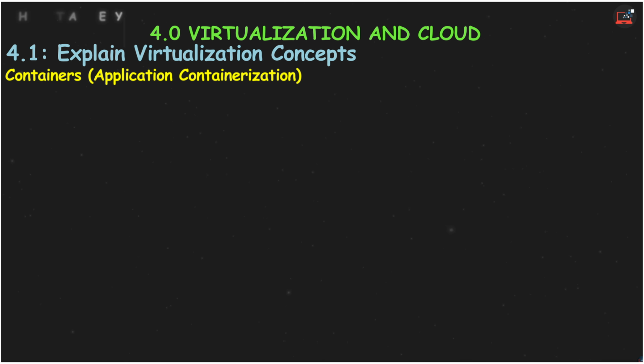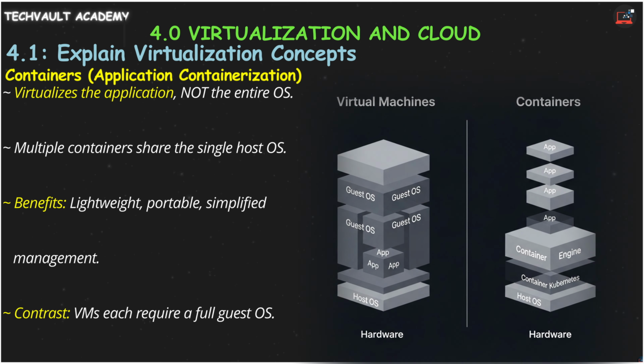That's where containers come in. Unlike VMs, which each have a full guest OS, multiple containers share the single host OS. Think of them as specialized kitchens that all share the same building's main plumbing and electricity. This makes them much more lightweight and portable than VMs. Docker is a popular example.